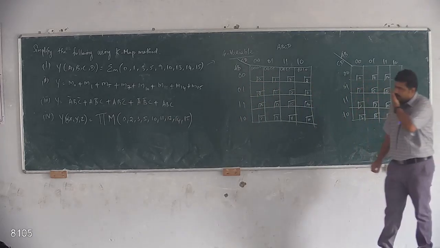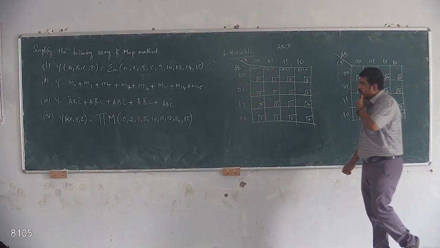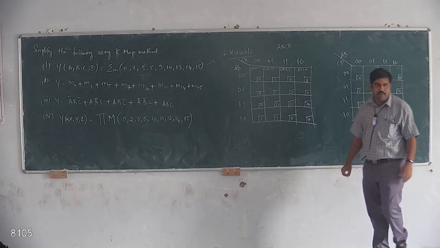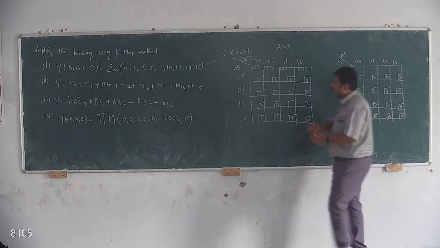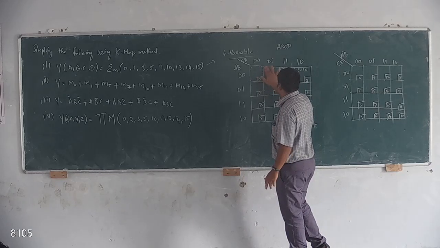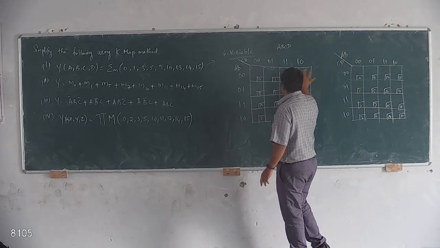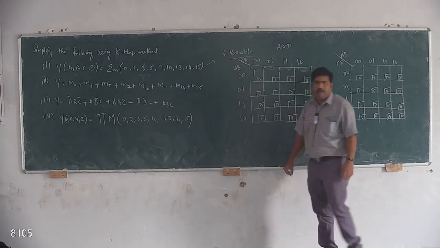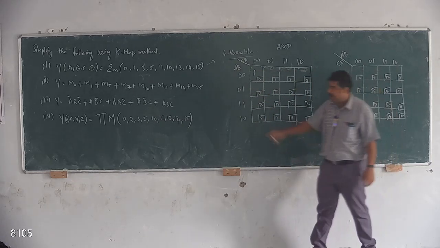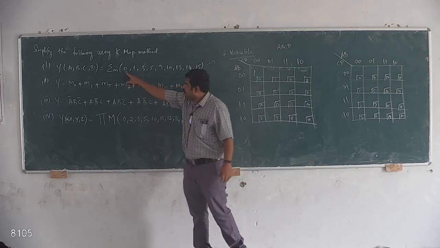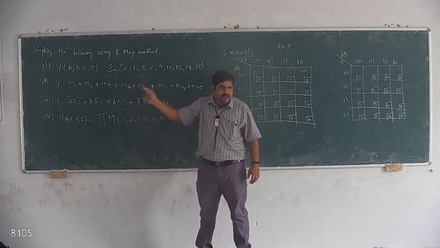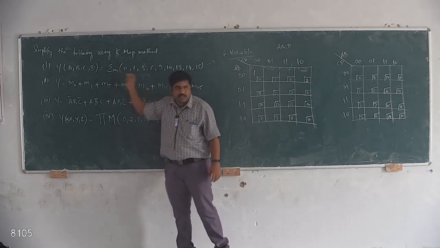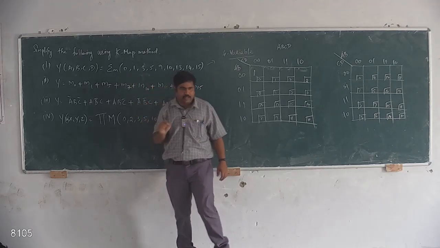What are the values they have given? 0, 1, 3, 5, 9, 10, 13, 14, 15. You place a 1 in the corresponding decimal positions. So 0 is there, so here I need to put 1. In the problem they have given 0, 1, 3, 5. For all these values I need to make it a min term. Since it is a min term, I need to put 1 in the box.